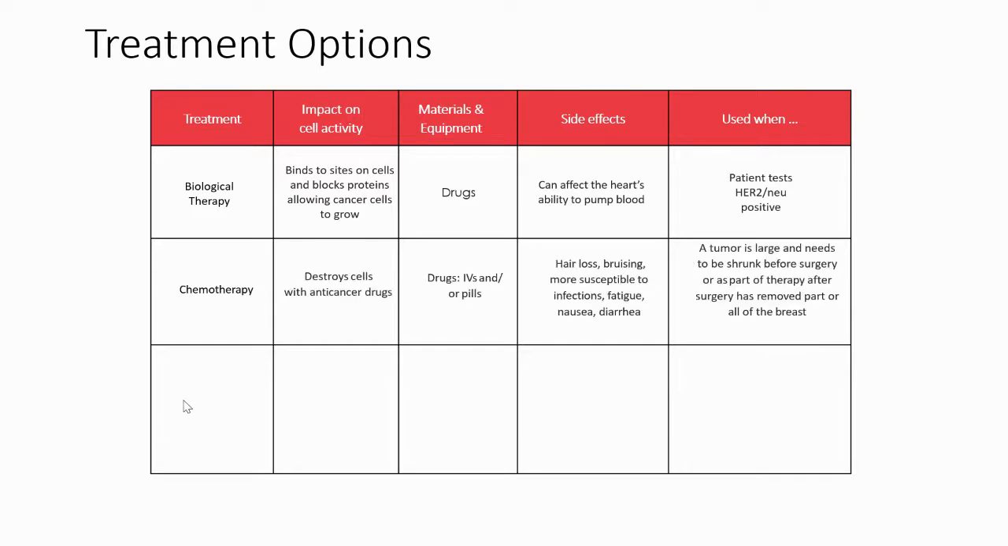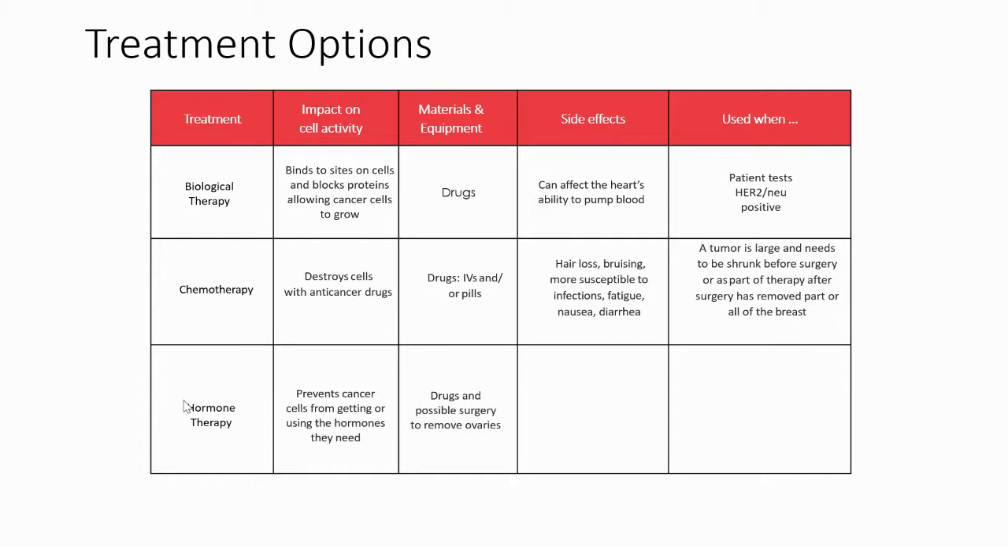The second one is chemotherapy. Now, chemotherapy destroys cells with anti-cancer drugs. Basically, what chemotherapy does is it kills fast-growing cells. And so cancer cells, as you recall from last week, are fast-growing cells. Now, one of the side effects of chemotherapy is hair loss. The reason hair loss occurs is because hair is made of fast-growing cells. And so as chemotherapy is targeting fast-growing cells, the hair growth is also targeted.